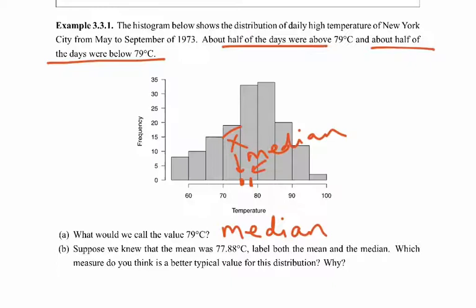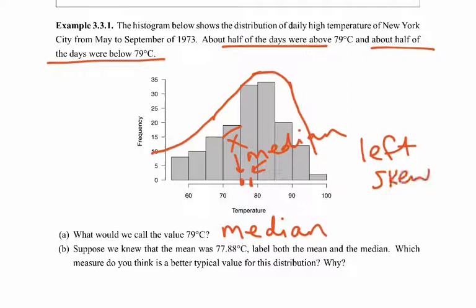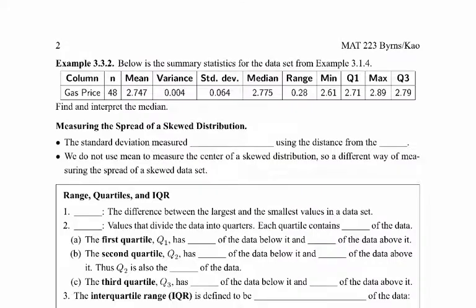So this distribution, I would say we could argue is left skewed. It looks like it kind of has a tail here and then it bumps up and then has a quick drop off. So since the distribution is left skewed, which measurement would be a better representation for a typical value? That would be the median. Okay, let's take a look at the next example.